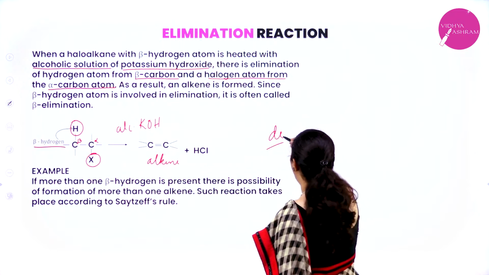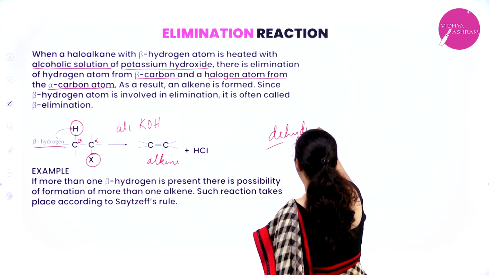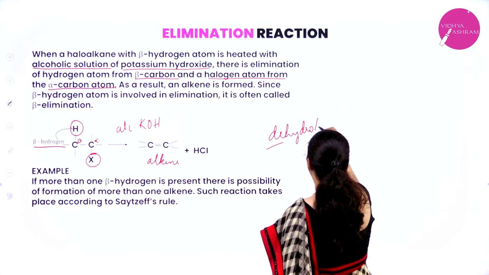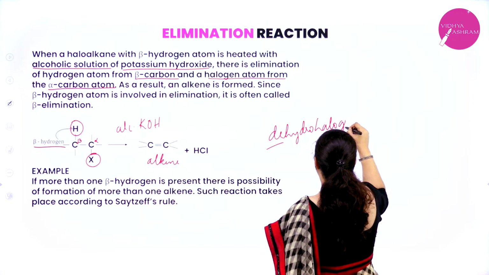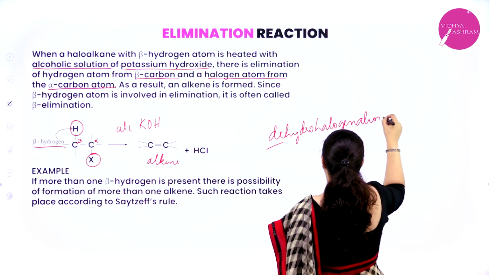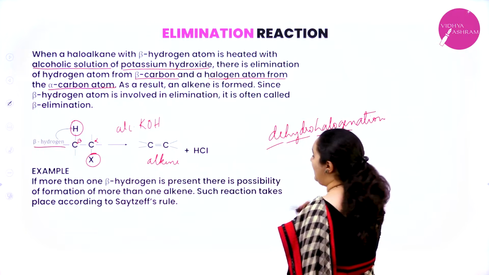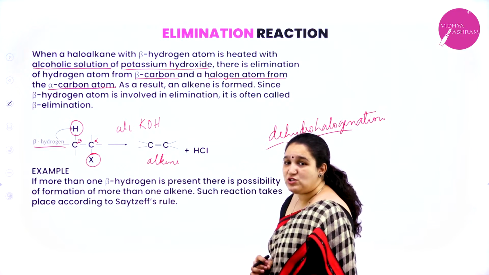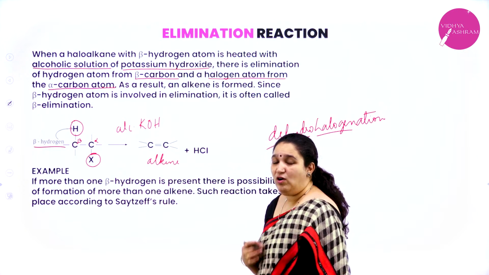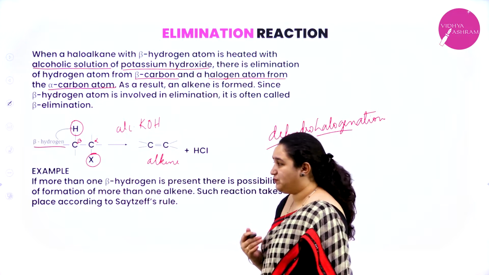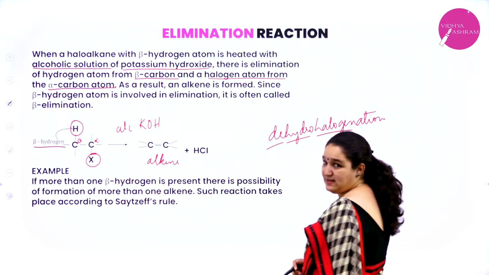DE, removal of what? Hydrogen. So hydrohalogenation and halogen. So you are removing what? One hydrogen and one halogen. So it's also called as dehydrohalogenation reaction. Okay. For this I shall write one example.